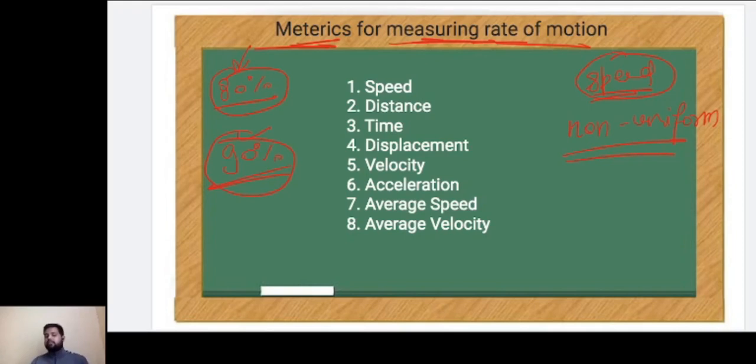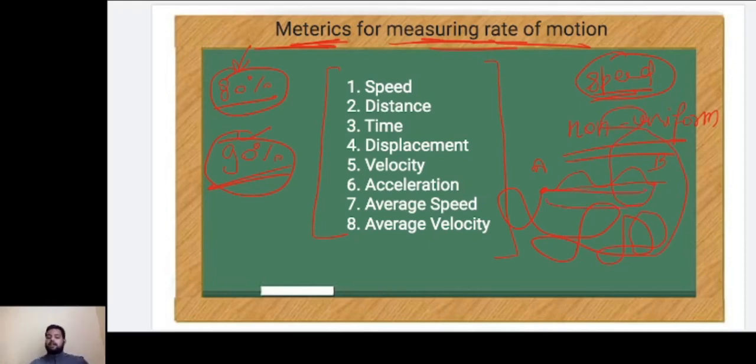What do metrics mean? Now let's come to this topic: metrics for measuring the rate of motion. There are so many things through which we can measure how the motion is happening. If you're going from place A to B, I can go a path like this. I can travel in a straight path like this. I can go like this, roam all over the city and then come to B. So there are so many paths, so many ways. I can go at a very high speed to B, or I can go slowly to B.